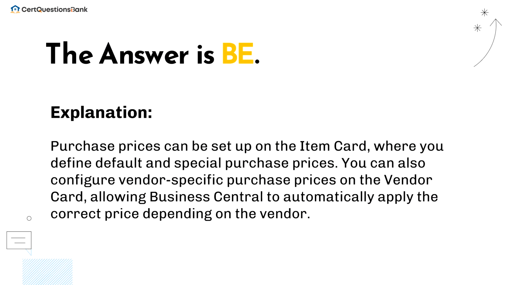The answer is B and E. Purchase prices can be set up on the item card, where you define default and special purchase prices. You can also configure vendor-specific purchase prices on the vendor card, allowing Business Central to automatically apply the correct price depending on the vendor.